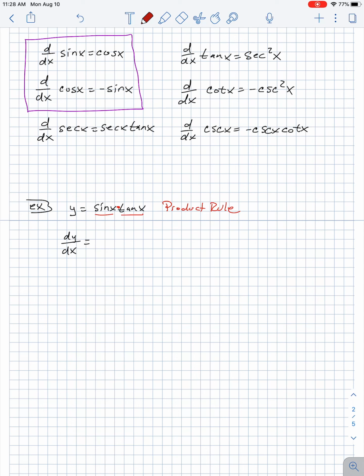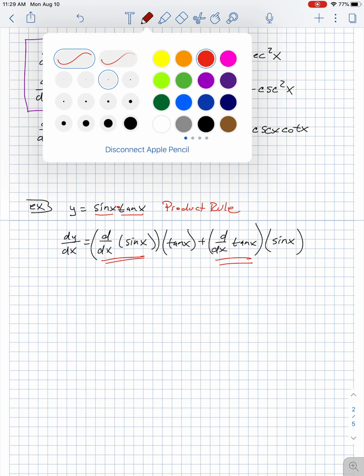And the first thing I'm going to do is write out the rule in context of my problem. So it's going to be the derivative of the first thing times the second thing, okay, plus the derivative of the second thing times the first thing. That helps me make sure that I have actually written down the product rule correctly, and now I can focus on the little pieces. Okay, this piece derivative and this piece derivative.